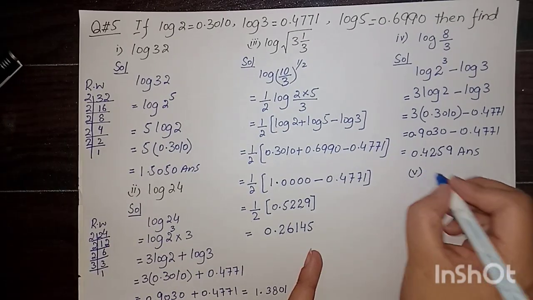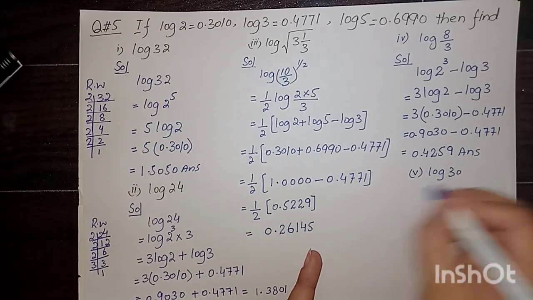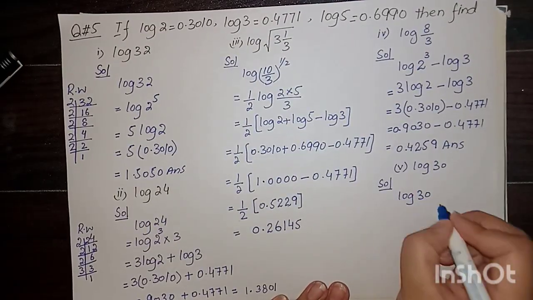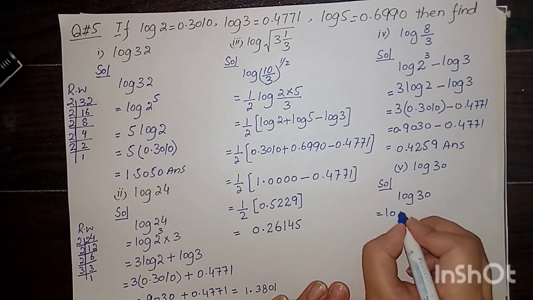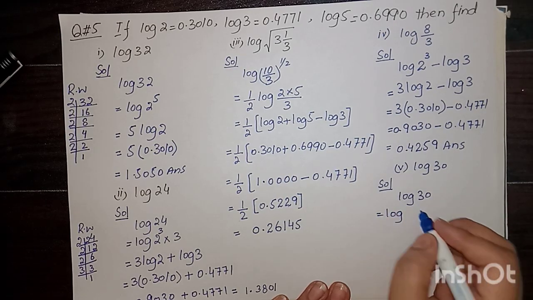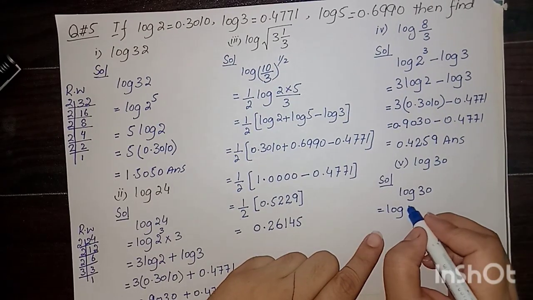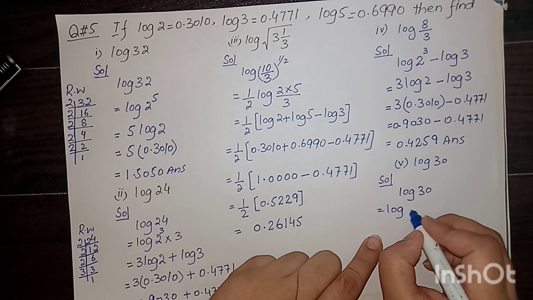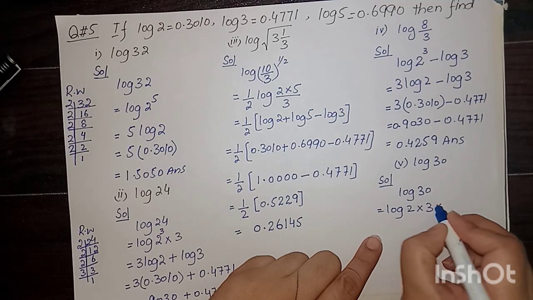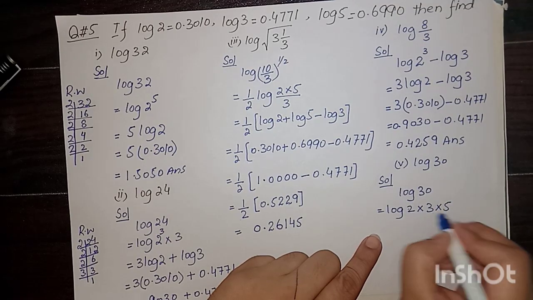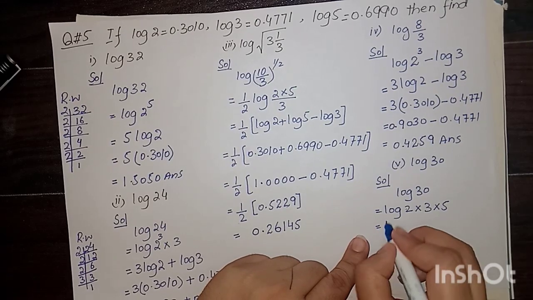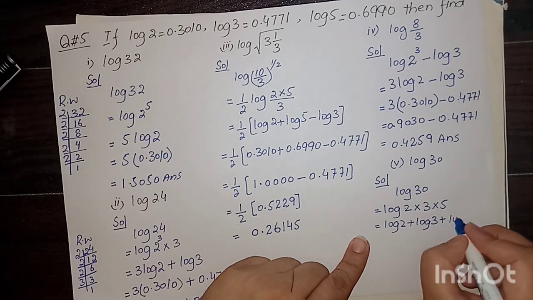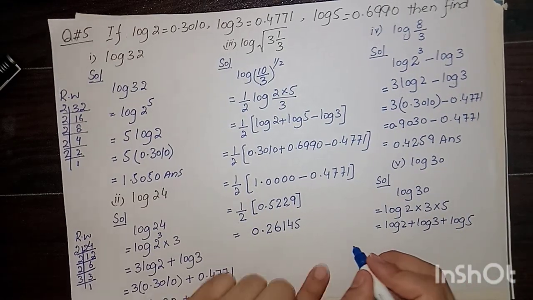Next is the fifth part. The fifth part is log of 30. First of all, we will do its prime factorization. Log of 30 is equal to log of... 2 15s are 30, and then the factorization of 15 is 3 5s are 15. So we can write it as 2 multiplied by 3 multiplied by 5. 2 3s are 6, 6 5s are 30. So we will write it as log of 2 plus log of 3 plus log of 5.